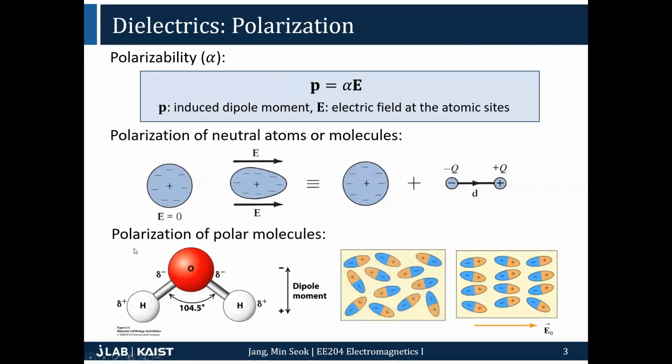Okay, so there's one question I would like to answer. Kim Junmo asks, in the H2O example, if H is plus Q and then O becomes minus 2Q, then how can we define a dipole moment? Well, we can do it this way. We can divide the system like this: Q and minus Q, and then minus Q and plus Q.